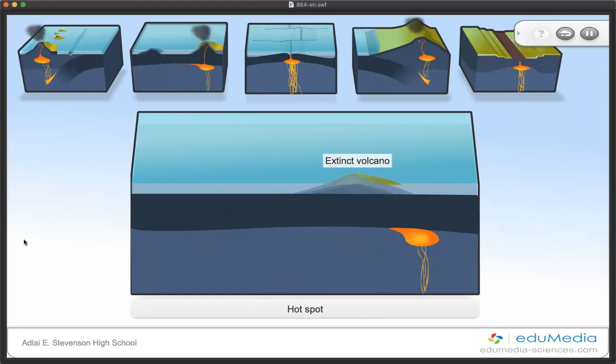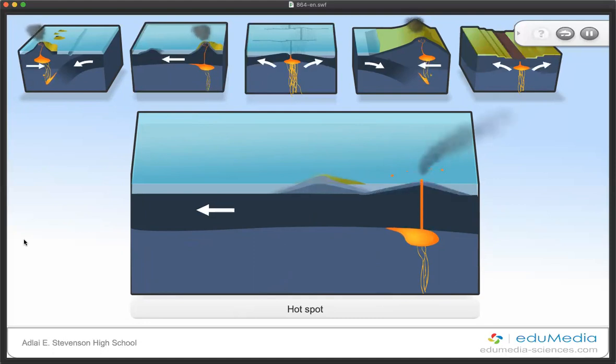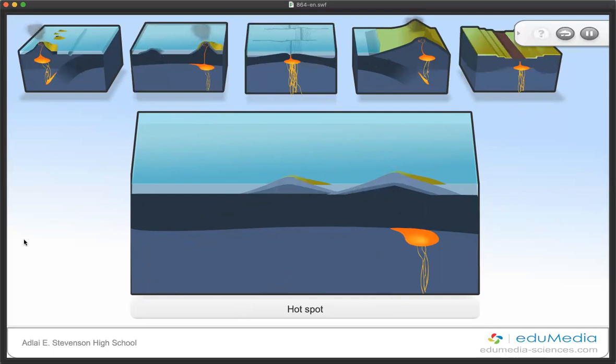Okay, and here's the last one. The last way that we get volcanoes is something called a hotspot. And think of a hotspot as like a blowtorch coming up from the Earth's core. It's a really, really hot stream of magma just rising from the center of the Earth.